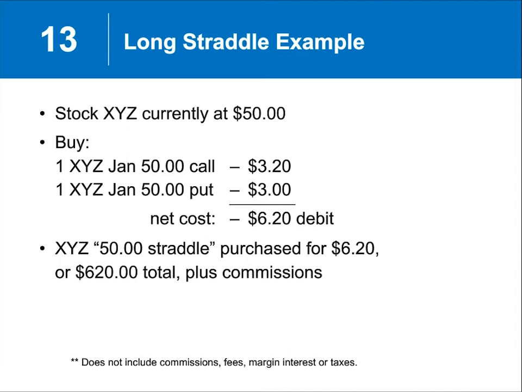Now, look at this again. Buy the January 50 call, buy the January 50 put. We have two rights. We have the right to buy the stock at 50. We have the right to sell the stock at 50. What do we expect is going to happen here? Well, we really don't know, right? We expect something big to happen, but we're not sure if the stock is going to go up or go down. So we're going to buy the straddle looking for a big move in the stock.